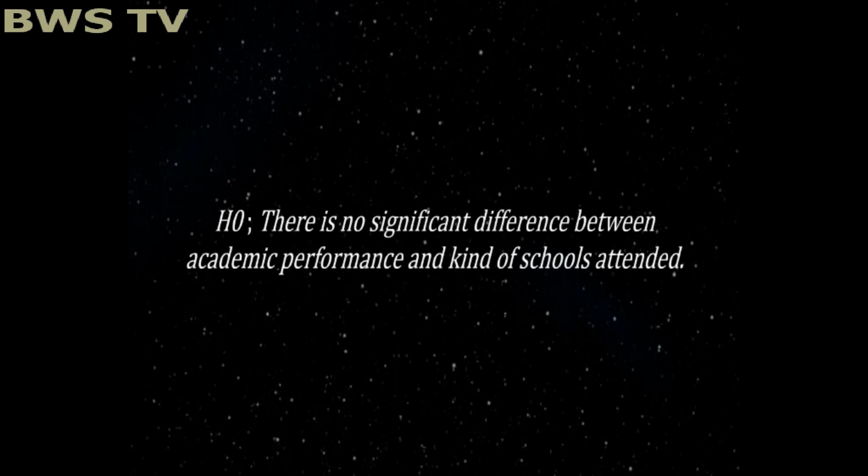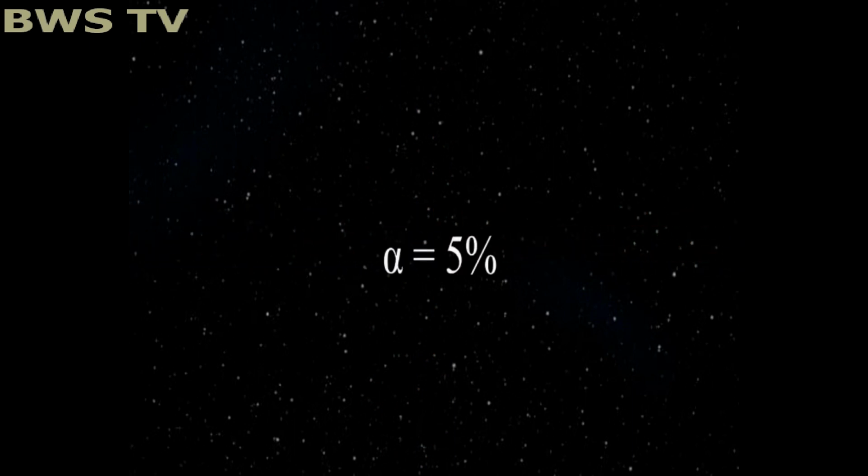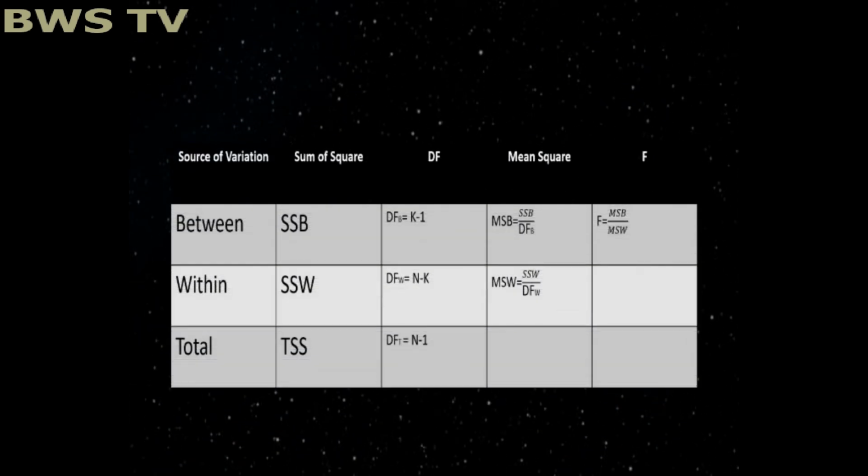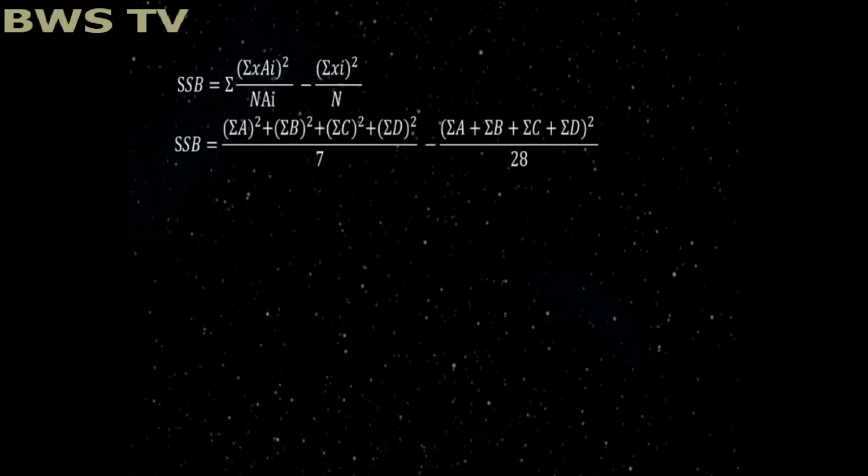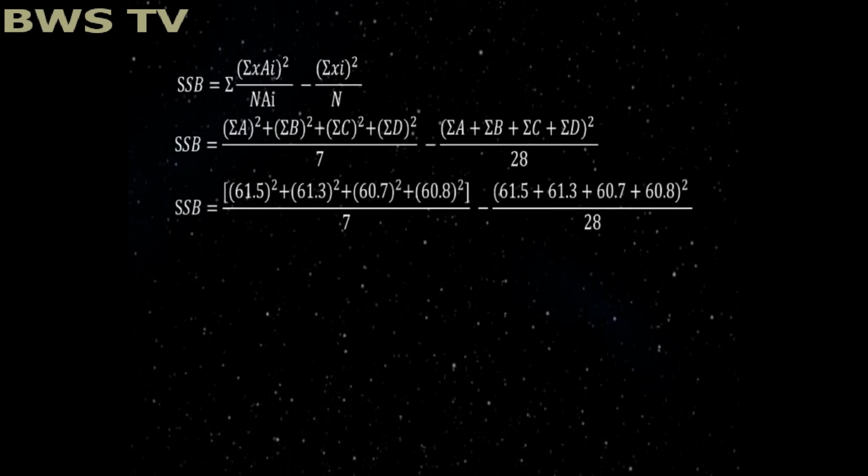Now we have the HO that there is no significant difference between academic performance and kind of school attended. Now we have the alpha of 5%. Now let's complete our ANOVA table. Let's start with SSB. Substitute the accurate numbers and then you get the answer of 0.06.